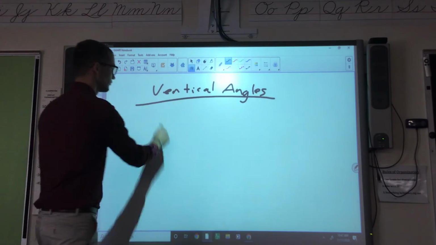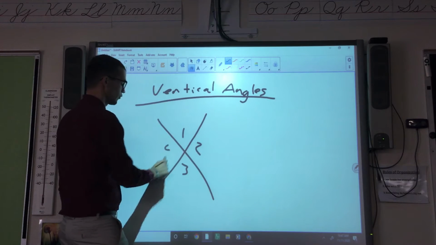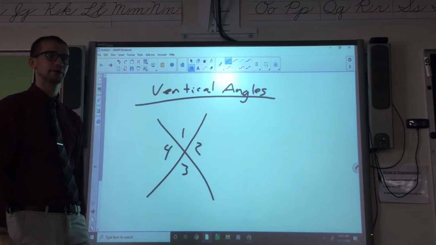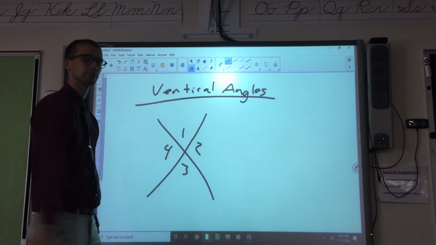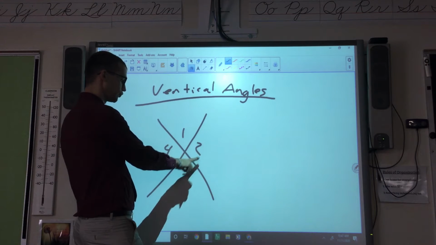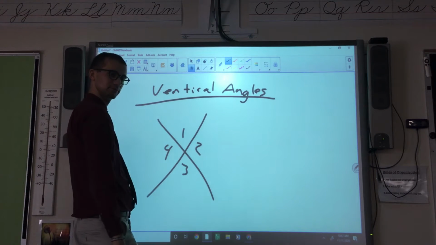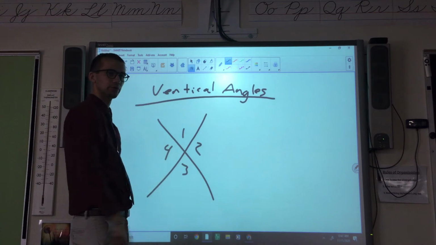Yep. So that's the whole, right here, if you've got 1, 2, 3, and 4, you have 2 pairs of vertical angles. What are the 2 pairs? Can you give them names? These angles have names. Angle 1, angle 2, angle 3, angle 4. Those aren't angles. Yeah, they are angles. I just gave them numbers. 1, 2, 3, 4. Those are angle numbers.